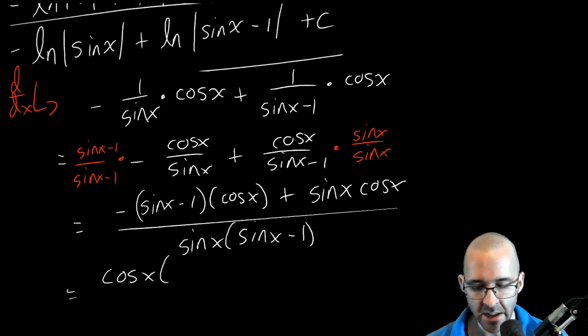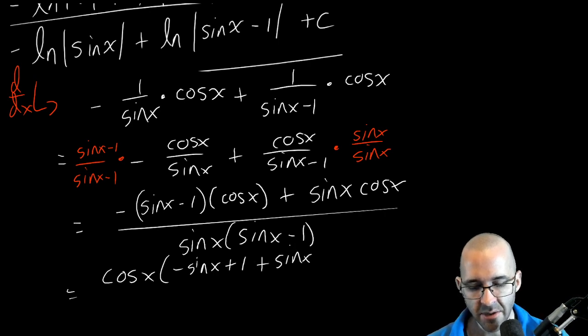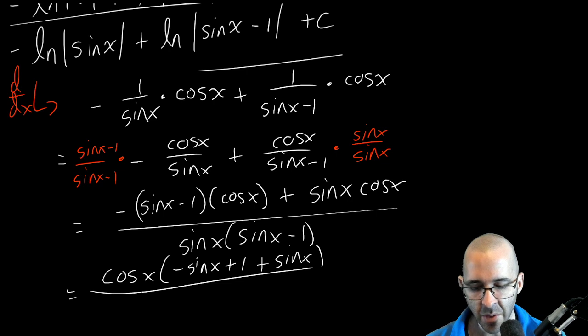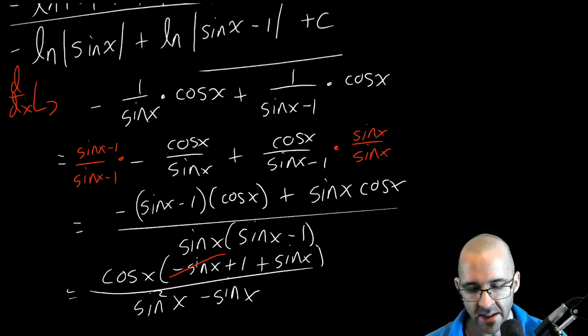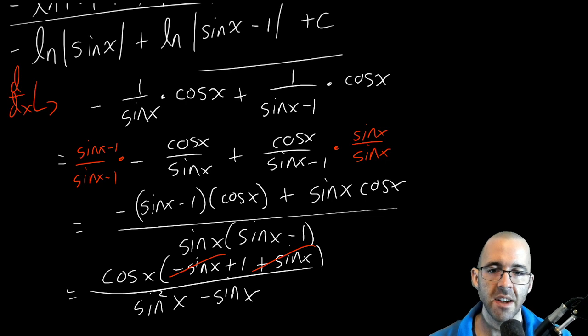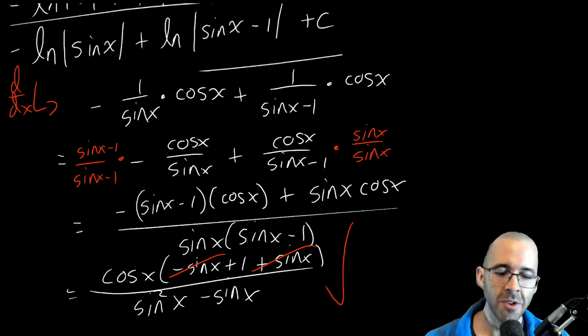That would be actually really clean, because that gives us negative sine of x plus 1 plus sine of x if we factor out a cosine of x from everything. Normally we leave the bottom factored, but we want it to look like our answer. So let's distribute it. Sines cancel and we're left with just cosine over sine squared minus sine, which is what we wanted, our integrand. So it does check out. There we go. Those are the two methods.